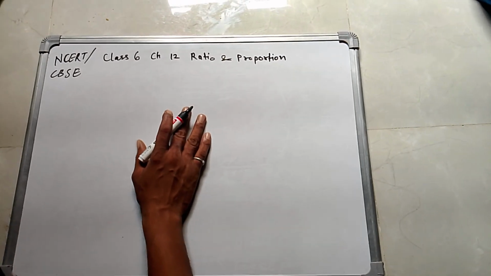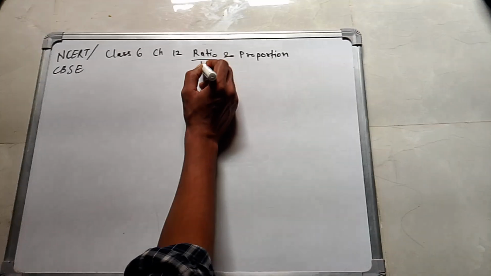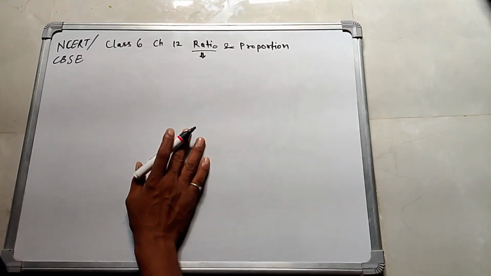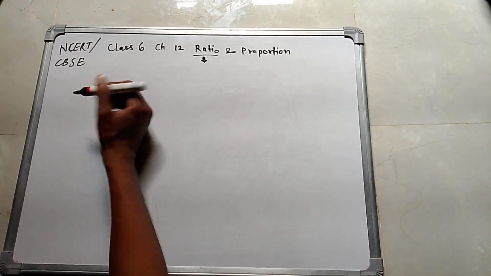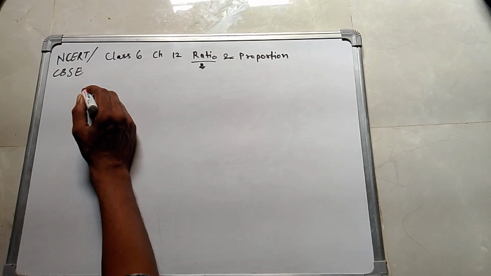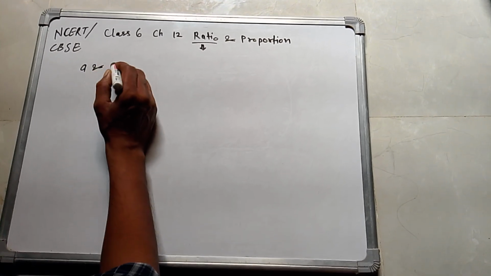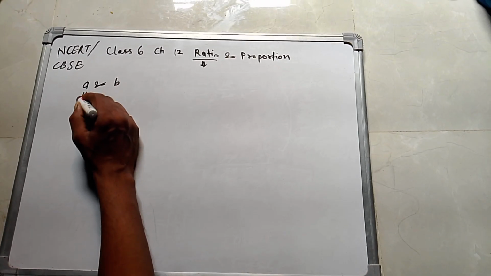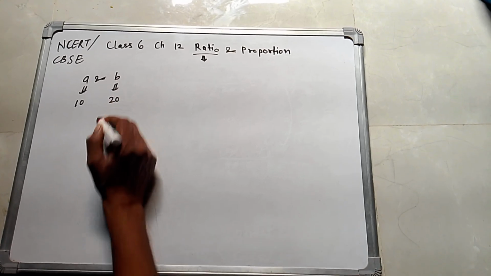Today we are going to discuss what is ratio. To understand the ratio, take an example. Suppose we have two quantities, A and B. A value is 10 and B value is 20.